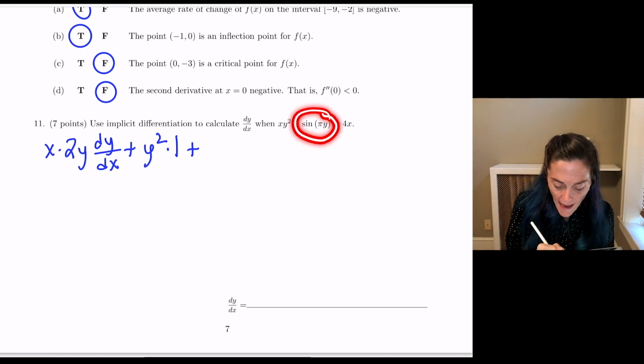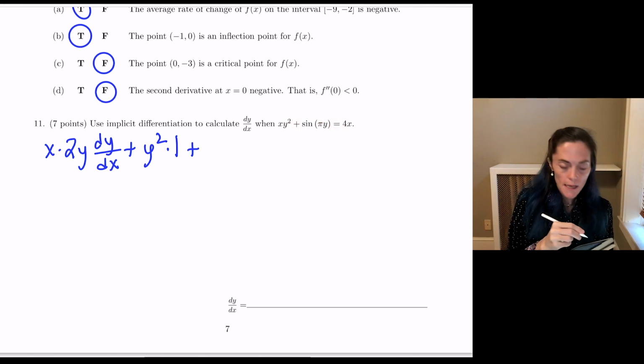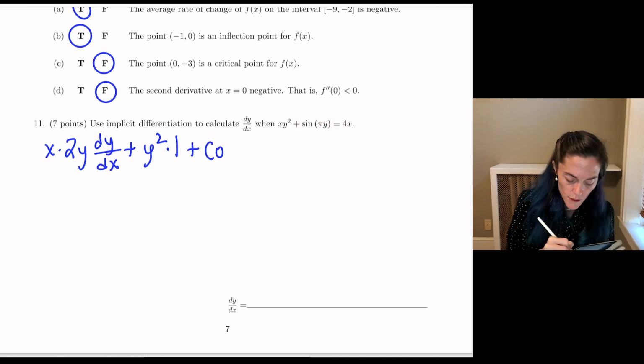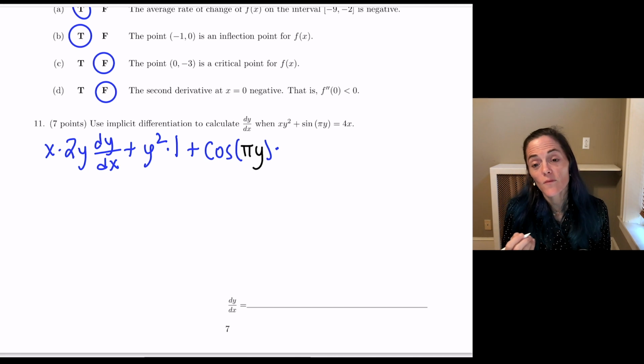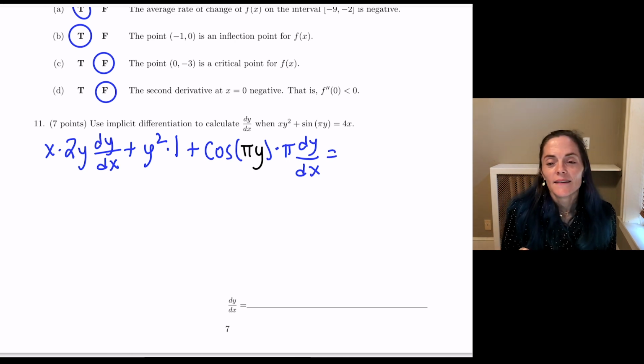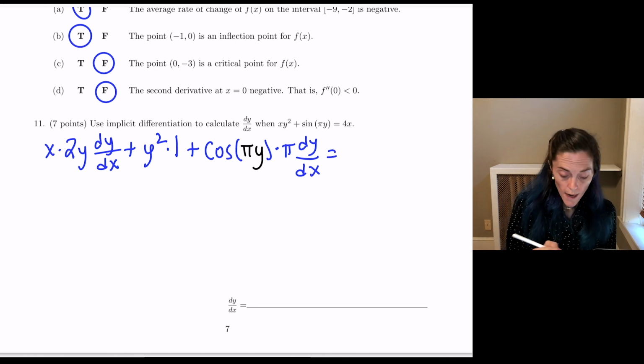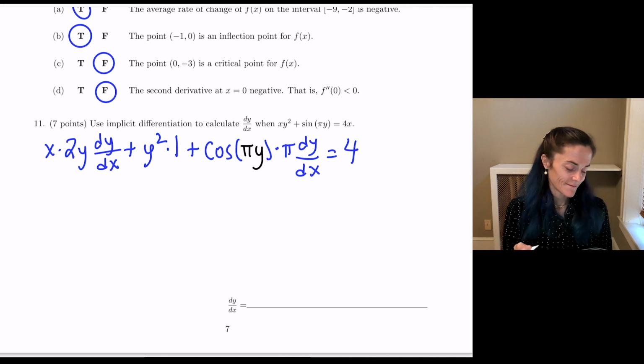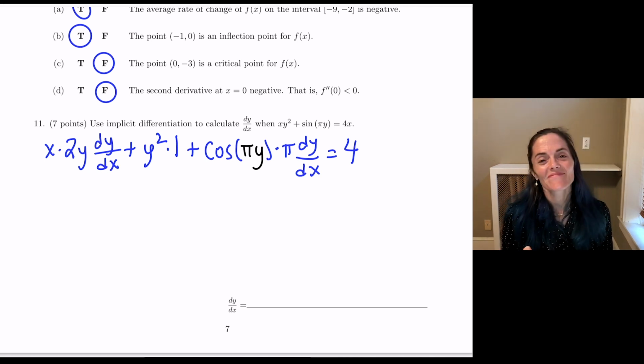Now here we have chain rule. So the derivative of the outside is cosine, evaluated at the inside, times, well, the derivative of pi y is pi dy dx. Okay, the derivative of 4x is 4. Now I have differentiated everything.